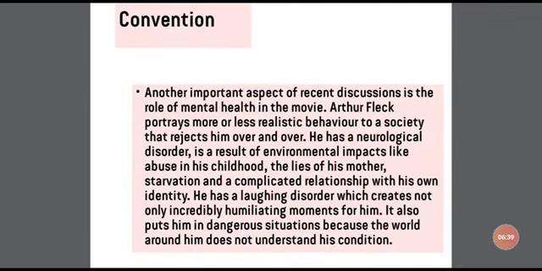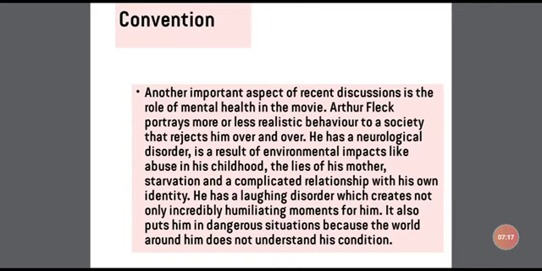Convention. Another important aspect of recent discussion is the role of mental health in the movie. Arthur Fleck portrays more or less realistic behavior in a society that rejects him over and over. He has a neurological disorder, the result of environmental impact like abuse in his childhood, the lies of his mother, starvation, and a complicated relationship with his own identity.